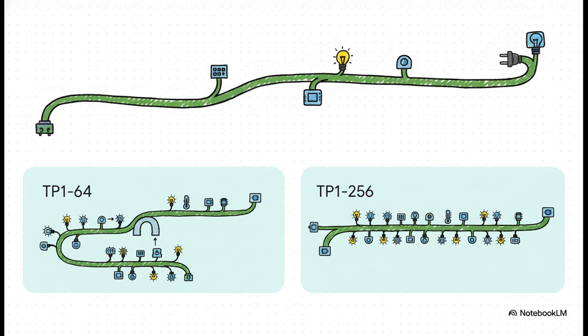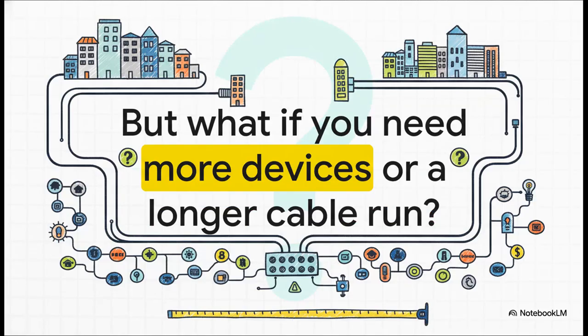A TP1 64 segment, well, that can handle up to 64 devices. A TP1 256 can manage up to 256 all by itself. Think of this as the local street, where all the houses on the block are connected. Okay, but obviously a single street isn't going to be enough for a whole city, right? So what happens when you need more than 64 devices, or the building's layout just needs a longer cable run than one segment can handle?